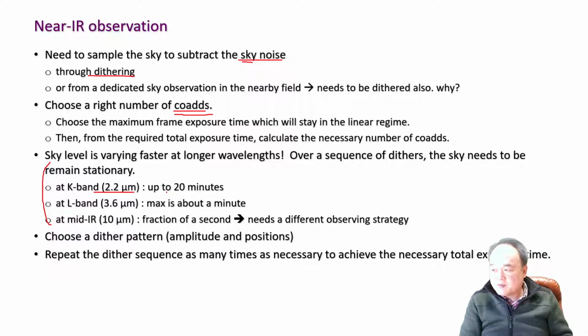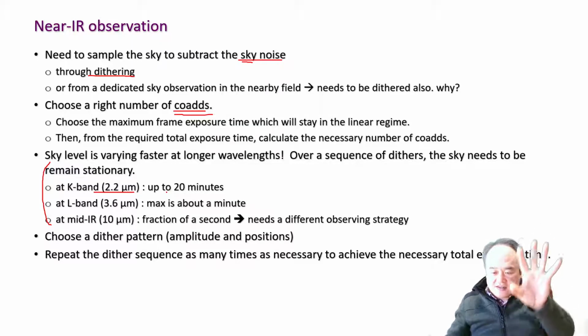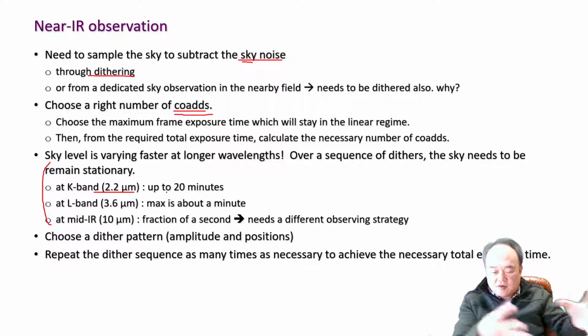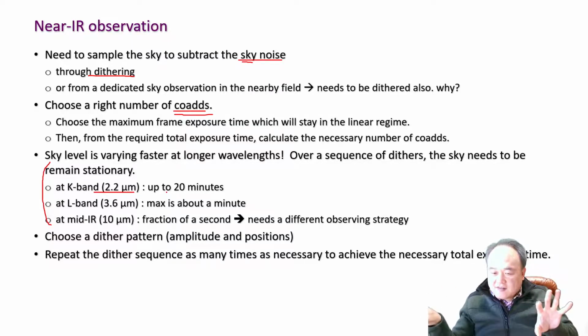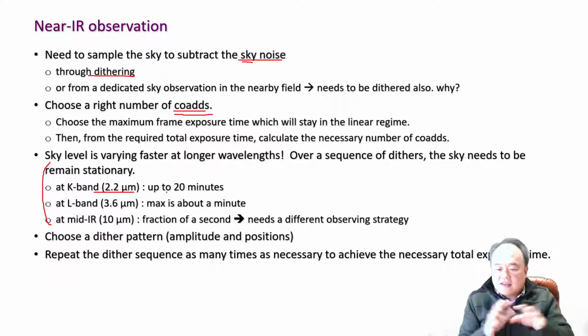So meaning that if the dedicated sky observation for your extended target observation was taken 30 minutes after the object time, then the sky monitoring observation is useless. So the sky monitoring, either from the dithering or others, needs to be taken within the sky variation time scale. The sky variation time scale at K band is 20 minutes.